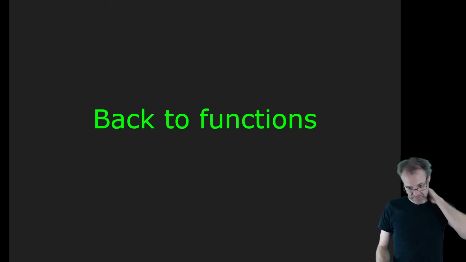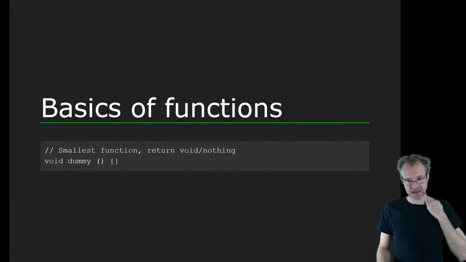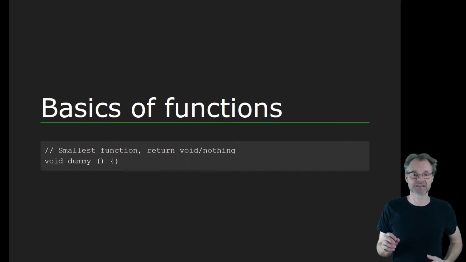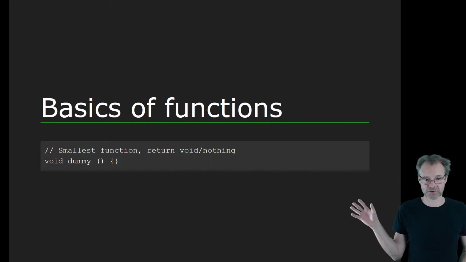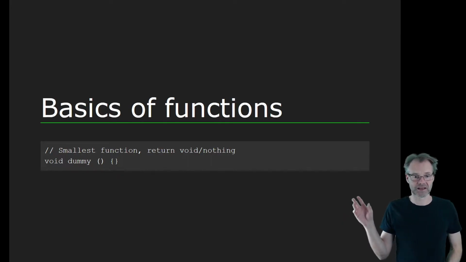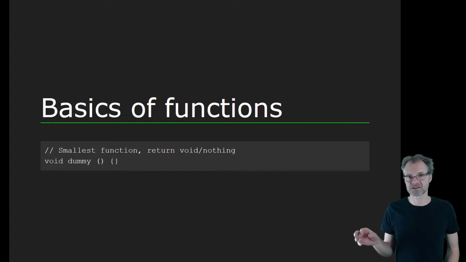So let's go back to functions and do some basics. Here I have the smallest function, returning nothing since it's a void, and it's called dummy, it takes no parameters, and it has no body. But still, this can be compiled, and it's rather good to know that I can do these functions.